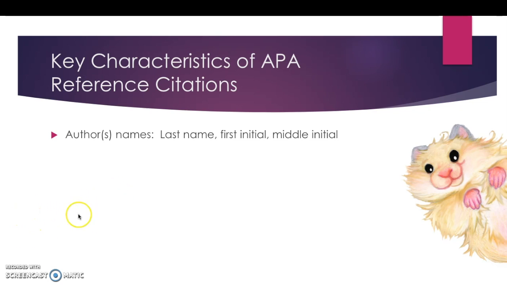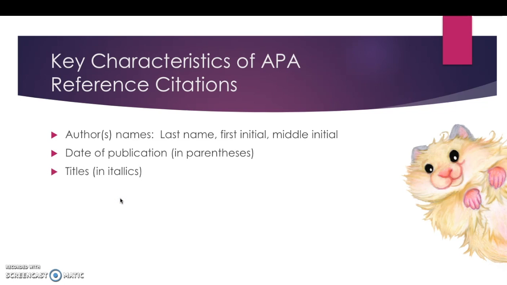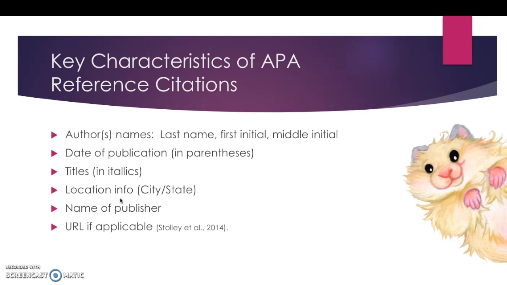You'll have authors' names, always listed last name first. You'll have the date of publication in parentheses, titles, usually in italics, location information such as the city and state the source was published in, the name of the publisher, and a URL if applicable.